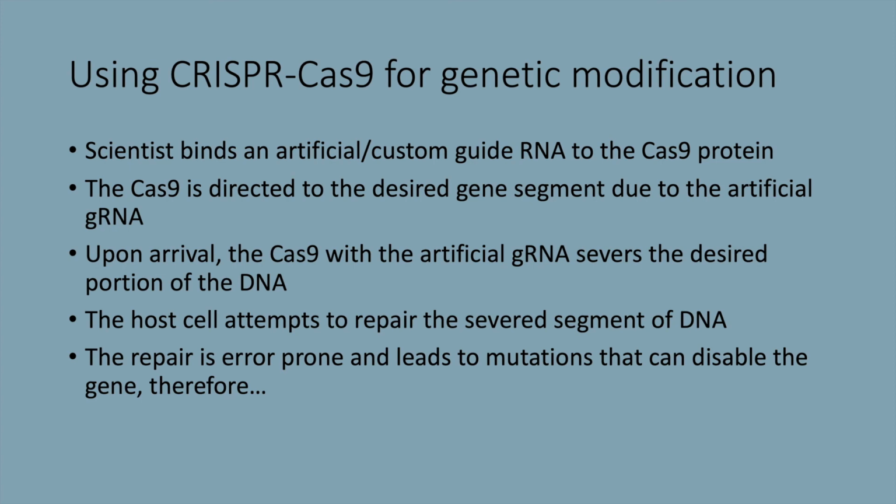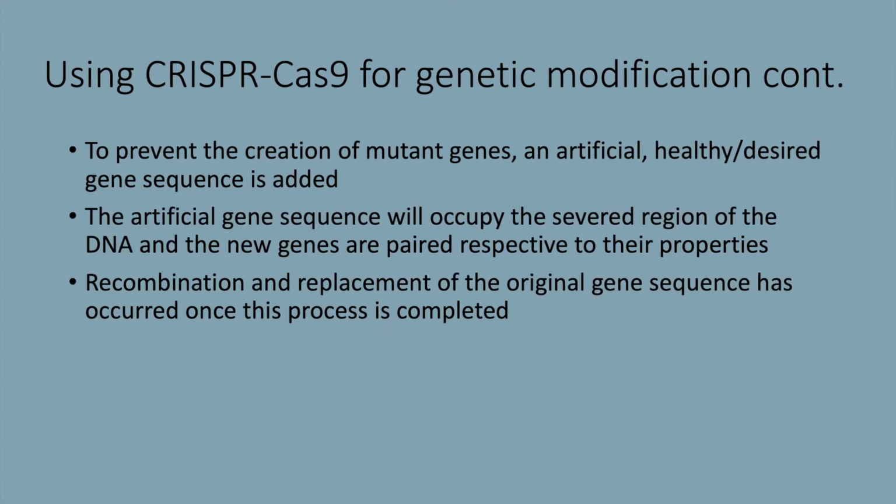So in order to counteract this, what scientists do is they add an artificial healthy desired gene sequence. And what that does is it will occupy the severed regions of the DNA, and the new genes are paired respective to their properties, meaning that A goes with T, G goes with C, all that stuff. And all in all, the result of this is that recombination and replacement of the original gene sequence has occurred once this process is completed.